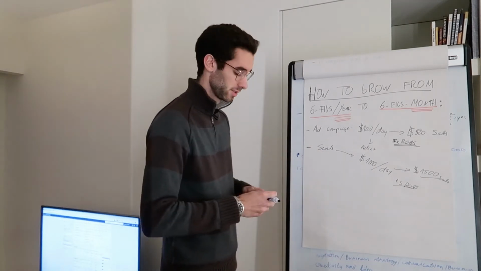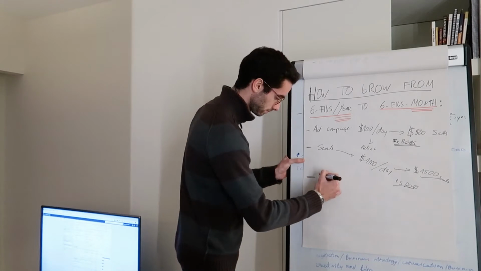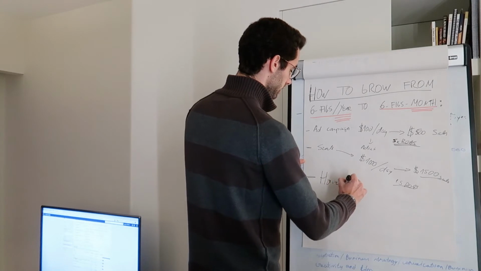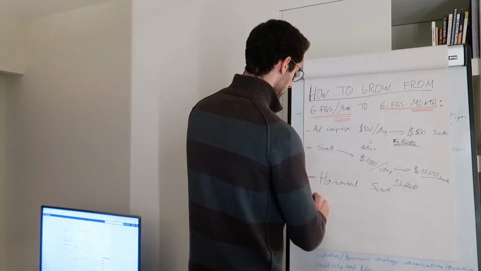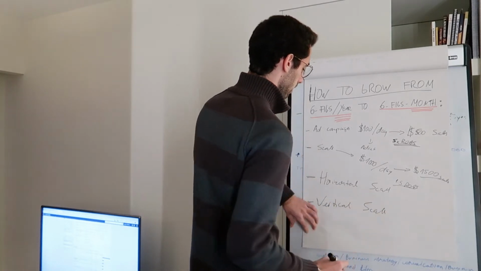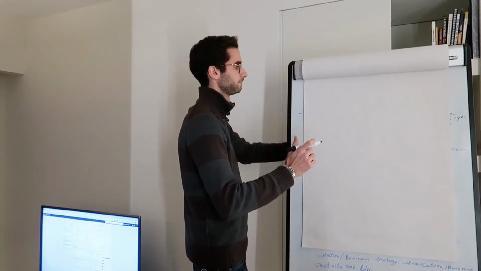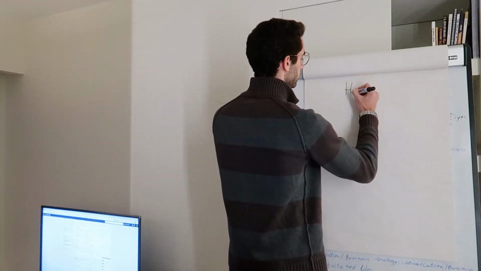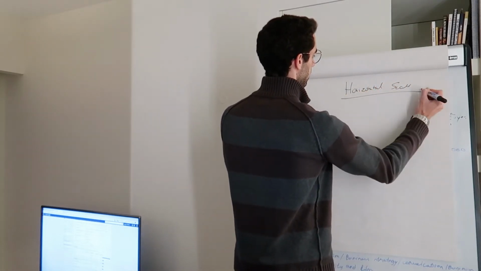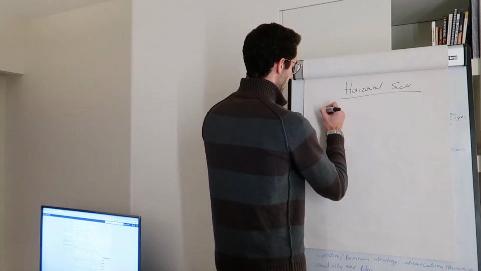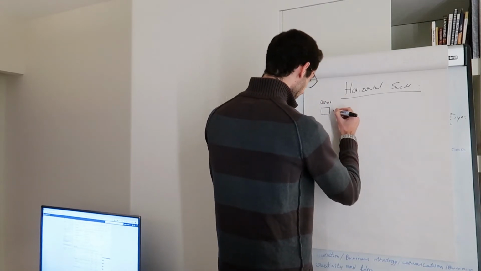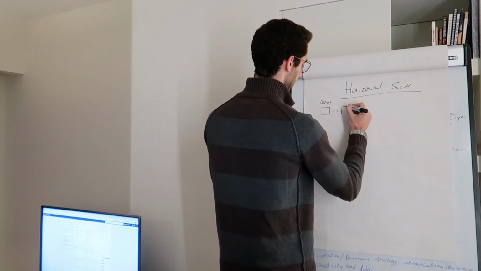So this is what usually happens, and I'm going to show you two ways you can scale. There is horizontal scale and vertical scale. So let's put another paper here. Horizontal scale is when you have one ad set and you create multiple ad sets.